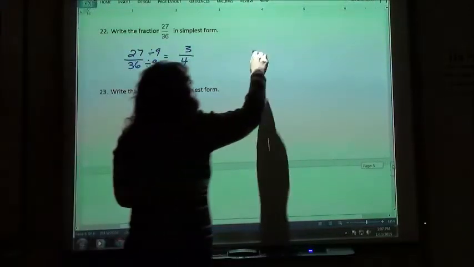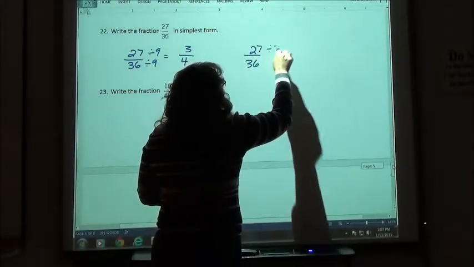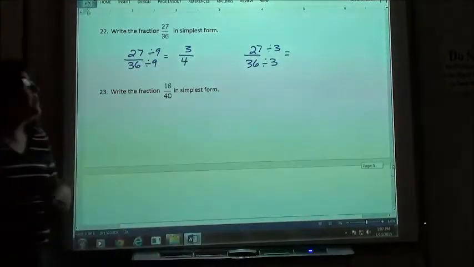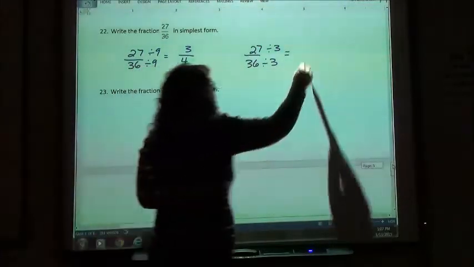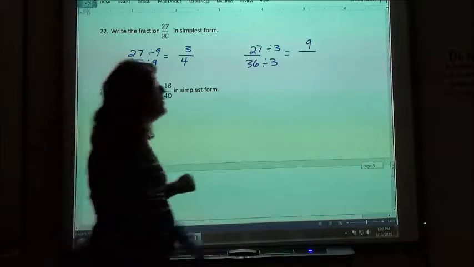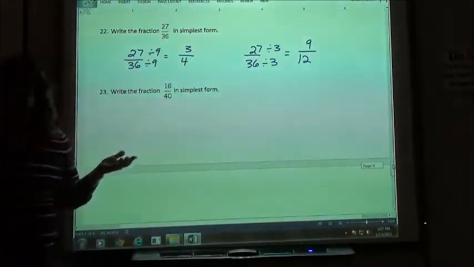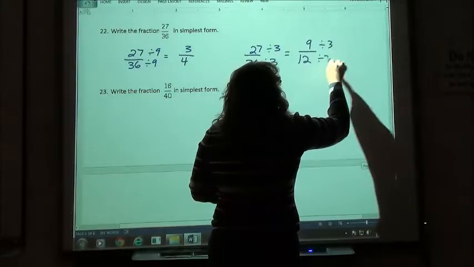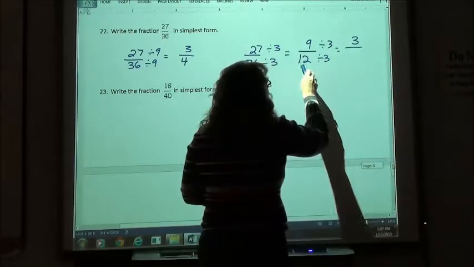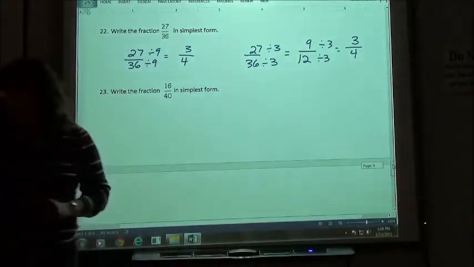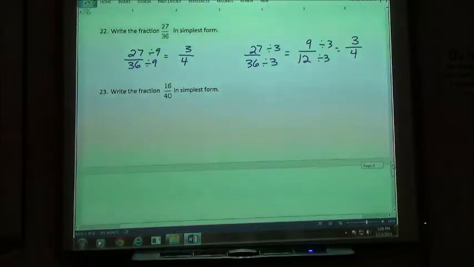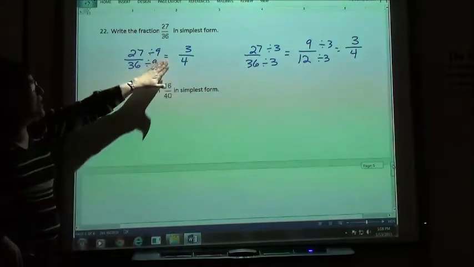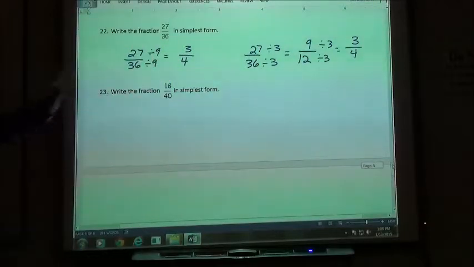Now, for fun, say you said, oh, I could divide those by 3, right? They're both divisible by 3. 27 divided by 3 is 9. 36 divided by 3 is 12. But if you look at that one, you say, oh, 9 and 12 are both divisible by 3 again. So I could divide it a second time. 9 divided by 3 is 3. 12 divided by 3 is 4. It was a little more work, but as long as you keep going until you can't divide them by anything other than 1, you're going to end up with your fraction in simplest form. Now, when they say in simplest form, they don't mean if it's an improper fraction to write a mixed number. They just mean to reduce it down as much as you can and leave it as a fraction.